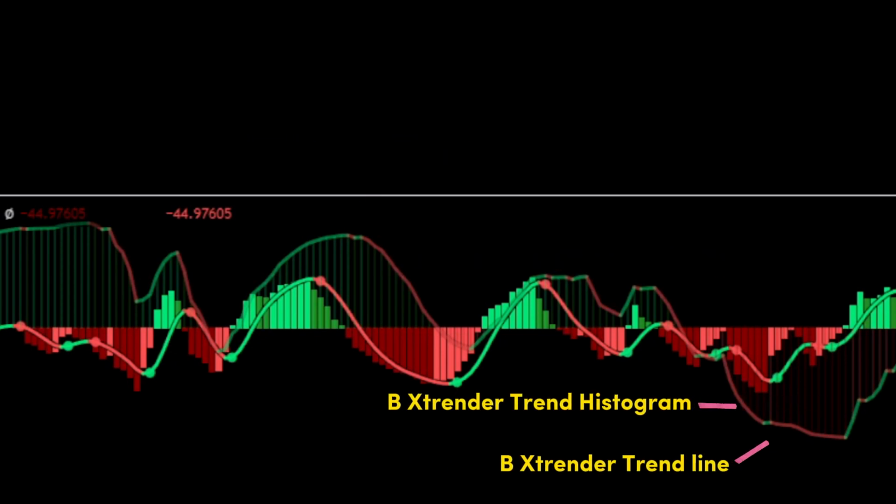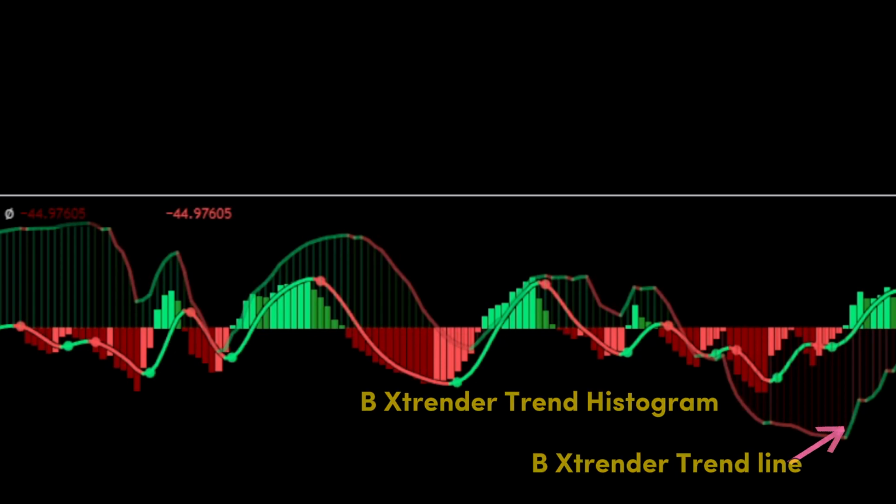Similarly, if the B Xtrender trend histogram is at the bottom of the neutral level and the B Xtrender trend line is also red and at the bottom of the neutral level, it indicates a strong bearish trend. However, if in the same position, the color of the B Xtrender trend line changes to green, it can be concluded that the price is undergoing a correction phase.